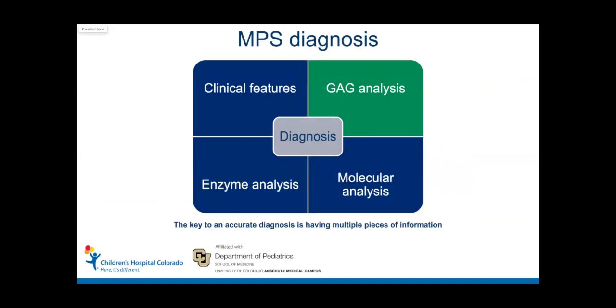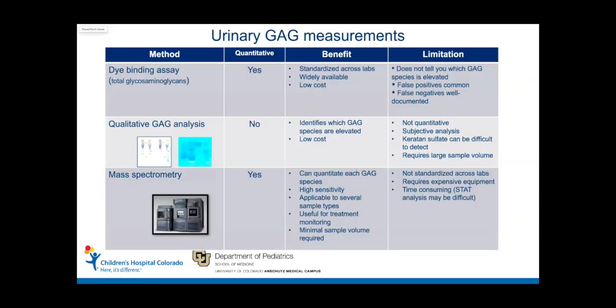Okay, so I will spend the last 15 or so minutes talking about GAG analysis, and then I'll be open to any questions that you guys have. So historically, urinary GAG measurements use the first two lines of this table.